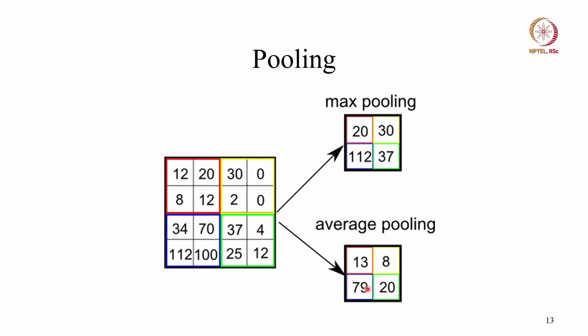Pooling basically, you are taking a window of this size and you are replacing these 4 values by just one value. In max pooling, you are taking the maximum of the 4 values. So here you are going to get 20, 30, 112 and 37 like this. But if you take the average pooling, you take the average of the 4 values. So this is your average pooling which we get over here.